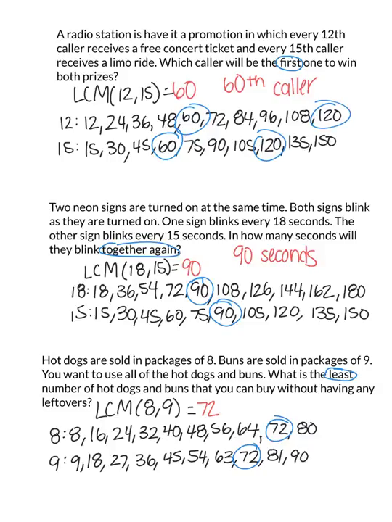Then the last one, the key word in this question at the end of the problem is least. And so least tells me I need to use the least common multiple. So I list out my multiples, and the smallest one in common is 72. So the least common multiple is 72, which means the answer to the problem is 72 hot dogs and buns.